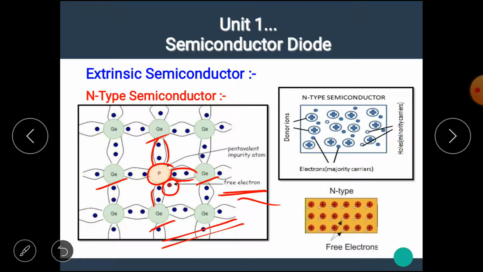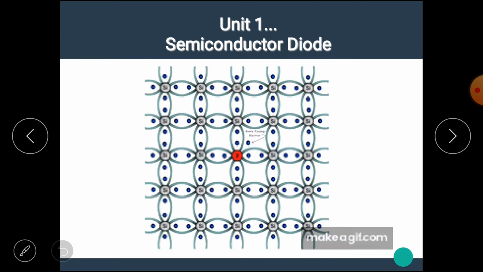In n-type semiconductor, the majority charge carriers are the electrons while the minority charge carriers are the holes. I hope you all understand the basic concept about n-type semiconductor material. Let's see once again. In n-type semiconductor material, the majority charge carriers are the electrons and the minority charge carriers are the holes. Okay. Now let's see what happens in n-type semiconductor material.